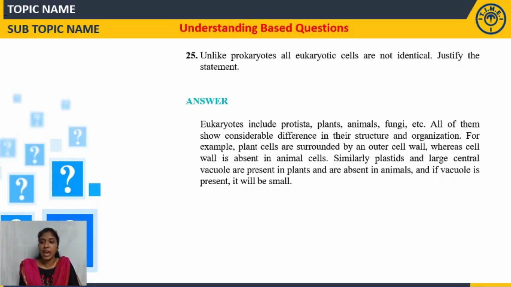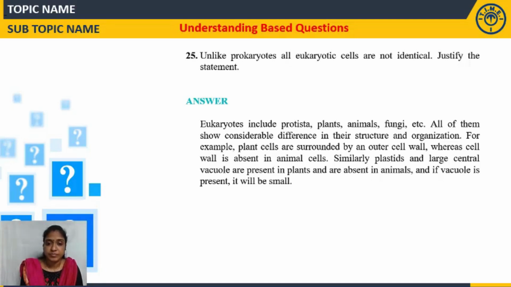All of them show considerable difference in their structure and organization. For example, plant cells are surrounded by an outer cell wall, whereas the cell wall is absent in animal cells. Similarly, plastids and a large central vacuole are present in plants but absent in animals, and if a vacuole is present, it will be small. So this is the difference between the plant cell and animal cell. But the common feature is that both are eukaryotic cells because they have a well-developed, true nucleus. Okay.